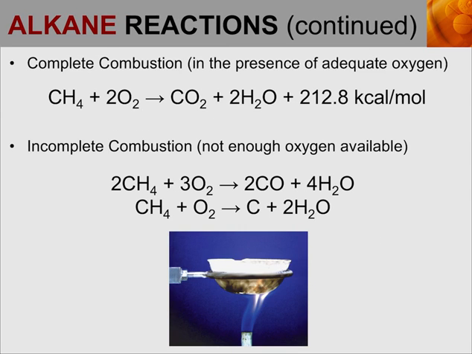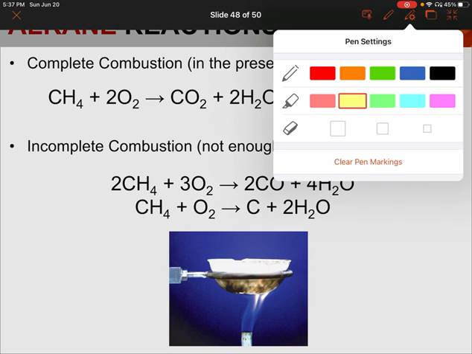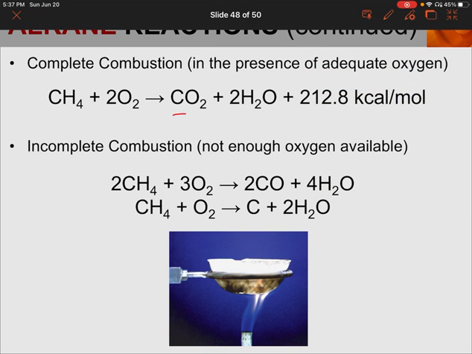So you might remember that if you react, for instance, methane with oxygen, you're going to end up forming carbon dioxide and water. You're also going to produce some energy in the form of heat. And this is why methane is often used for natural gas on a stove, for instance, or in a fireplace, because you get a lot of heat out of that reaction.